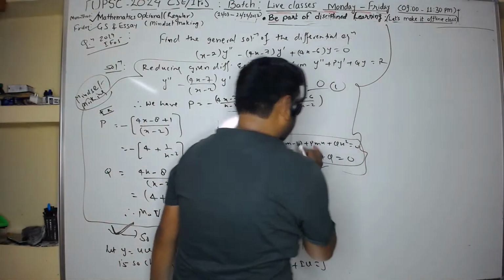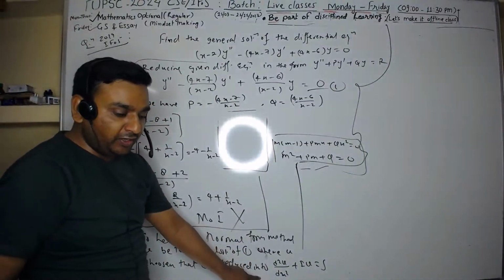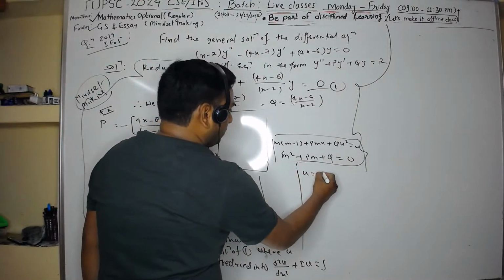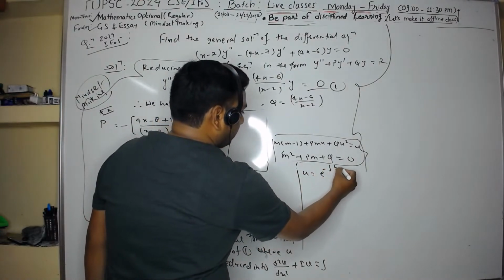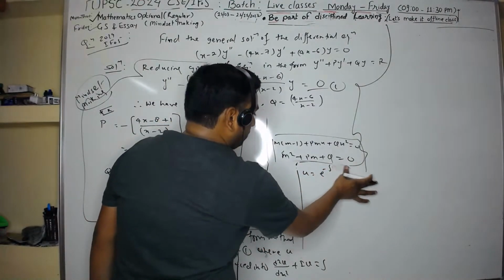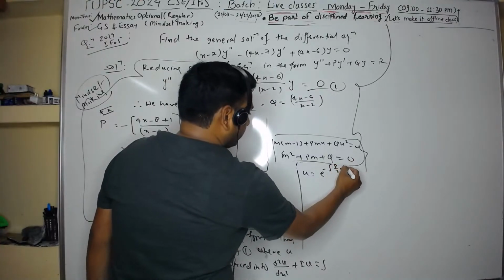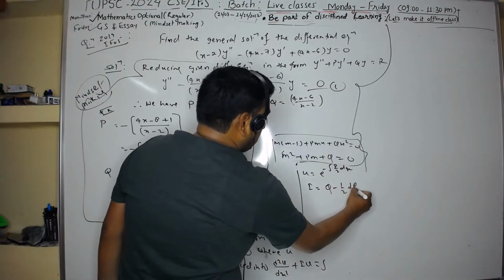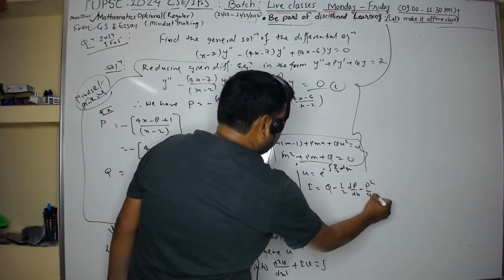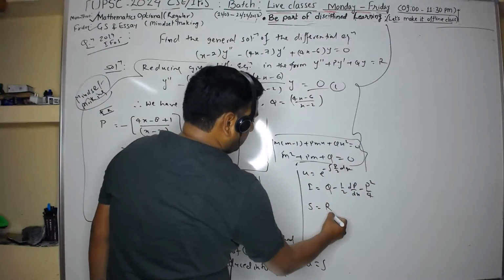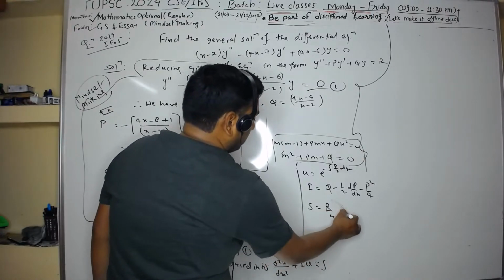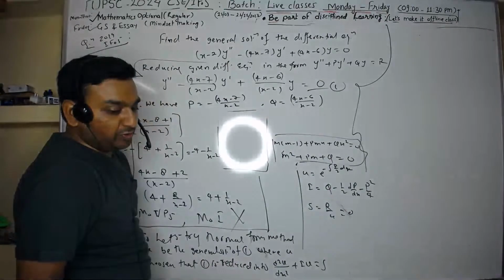चले. So here I is what? U is what? Let's choose. U equals e raised to the power minus 1 upon 2 ∫p dx, right? I is what? Q minus 1 upon 2 dp upon dx minus p square by 4. S is what? R upon u, sorry. So since R is 0, so this comes out as 0.